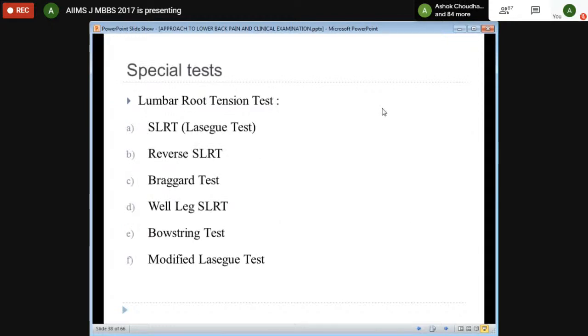Special tests. Now what we're doing, we're going for individual causes like the lumbar root tension test. There are various tests to determine if the pain is coming from the nerve roots. Like the straight leg raising test, also called the Lasegue test.